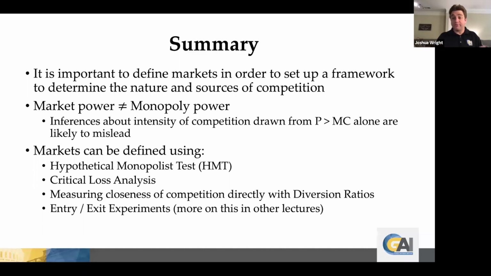When we do competitive effects, we might learn the merger also reduces marginal cost, and so price will go down. Maybe price will go up, but the market definition idea is not to answer those questions. The market definition concept is identify the relevant competitive constraints so that we can get it right when we get to competitive effects. We walked through the HMT and critical loss analysis. We introduced the idea of diversion ratios to measure closeness of competition.